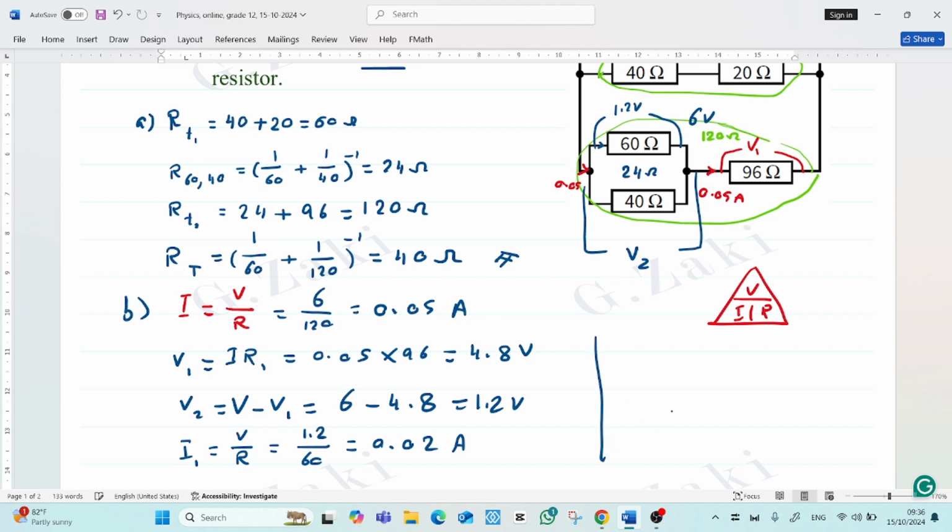To check whether our answer is correct or not, we can find the current in the 40 ohm resistor. The voltage divided by R: the voltage is the same and the resistance is 40. So 1.2 divided by 40 is 0.03 ampere. Note that the current in the 60 ohm resistor is 0.02 plus the current in the 40 ohm resistor, 0.03, equals 0.05 ampere, which is the total current in the branch. Then our answer is correct.